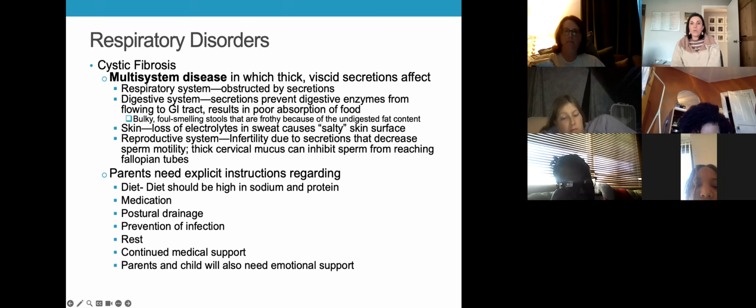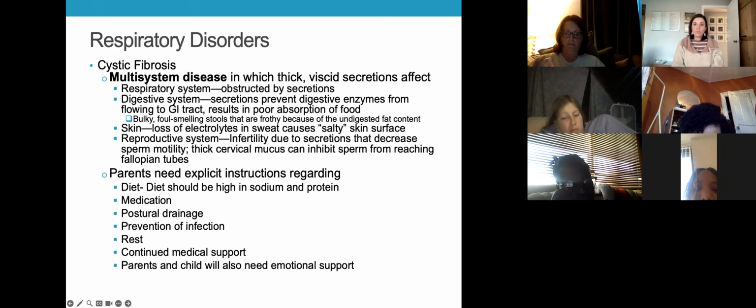And then our skin will lose electrolytes through our sweat. So that can cause that salty skin surface that you hear about with cystic fibrosis patients. So that's actually one of the diagnostic tests that we do, is we do a sweat chloride test where we make them sweat. And then we test that sweat and you will see a high chloride content or high salt content in their sweat.